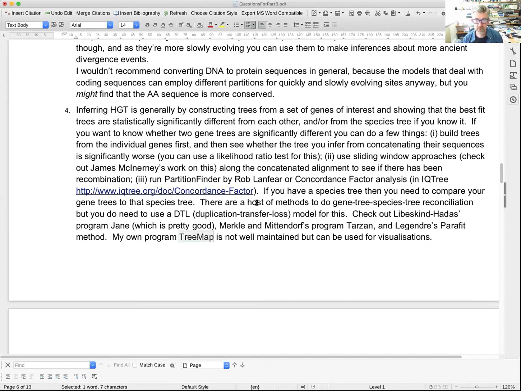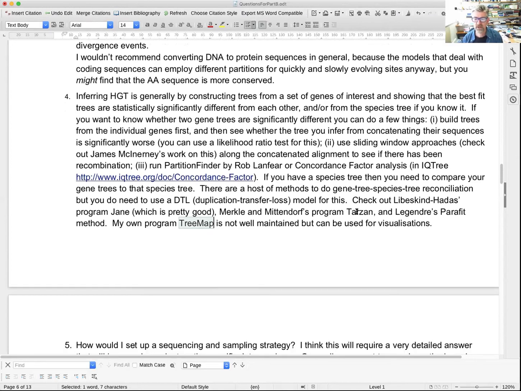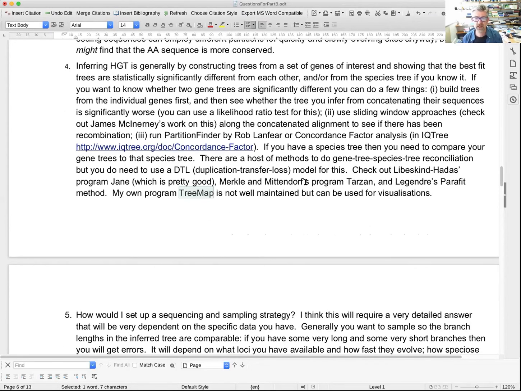I've written a program a long time ago, and it's not actually abandoned, but it's not well maintained. It's called TreeMap. It can be used for visualizations. And the more people that hassle me to update it, the better, because then I'll get onto it.